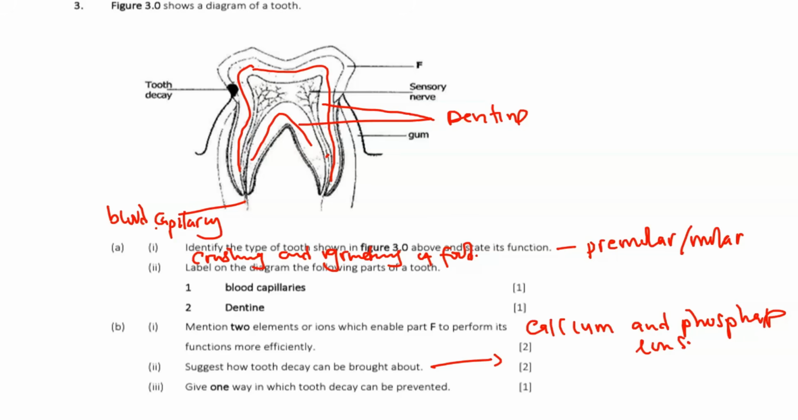So it is simply when the bacteria in the mouth act on the food that accumulates or sticks on the teeth, and that is what we call the plaque. Okay, then give one way in which tooth decay can be prevented. So one, we said brushing teeth after a meal, also visiting the dentist. Also we talked of refraining from or avoiding intake of sugary food. So that is what we said. So this answers this question.